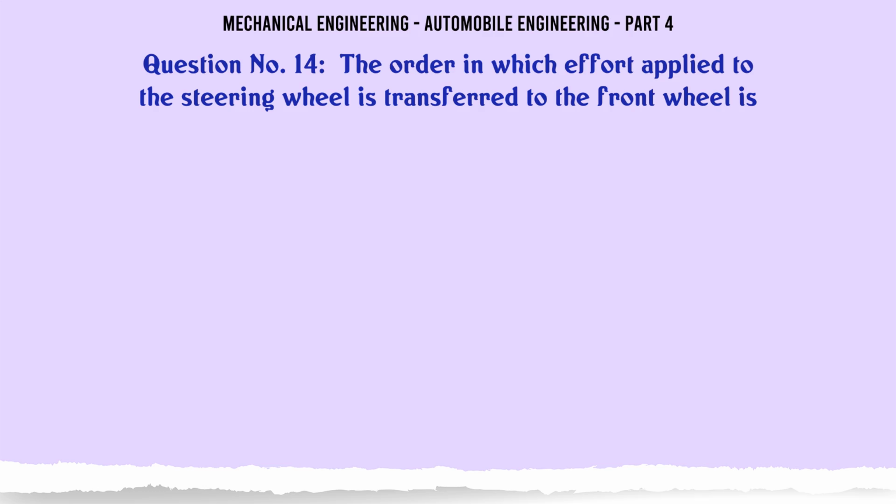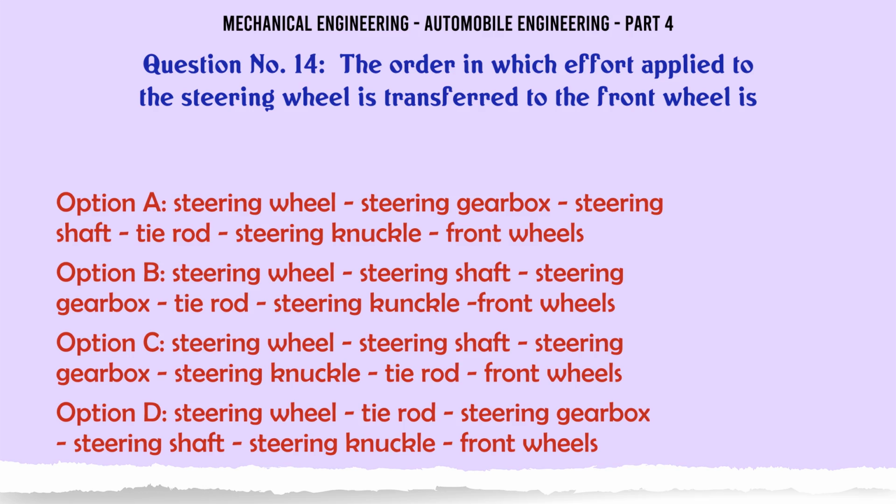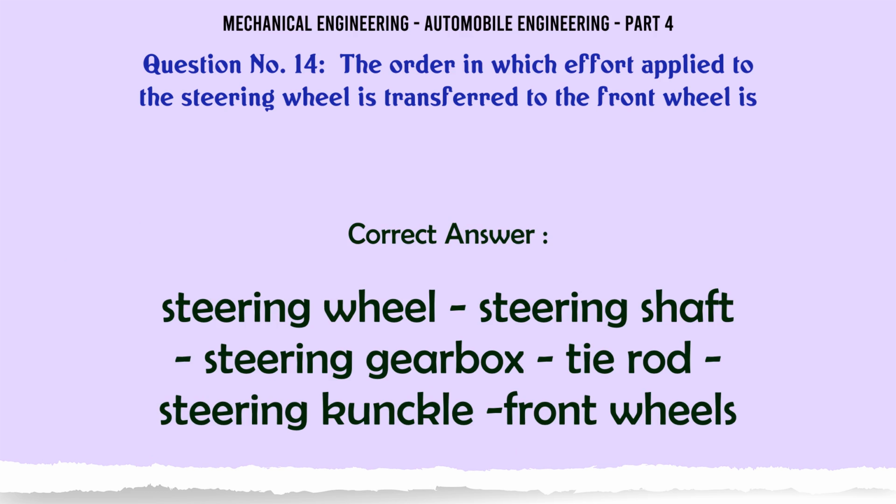The order in which effort applied to the steering wheel is transferred to the front wheel is A. Steering wheel, steering gearbox, steering shaft, tie rod, steering knuckle, front wheels. B. Steering wheel, steering shaft, steering gearbox, tie rod, steering knuckle, front wheels. C. Steering wheel, steering shaft, steering gearbox, steering knuckle, tie rod, front wheels. D. Steering wheel, tie rod, steering gearbox, steering shaft, steering knuckle, front wheels. The correct answer is steering wheel, steering shaft, steering gearbox, tie rod, steering knuckle, front wheels.